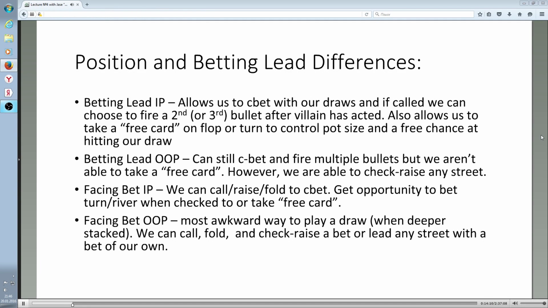If we have the betting lead in position, it allows us to bet our draws, and if called, we can choose to fire a second or third bullet, assuming we get checked to on the turn and river after the villain has acted. When we're in position, it also allows us to take a free card on the flop or turn to control the pot size, and get a free shot at hitting a draw. Of course, when we're in position, no one can bet behind us, so if we check, that's the end of the street.